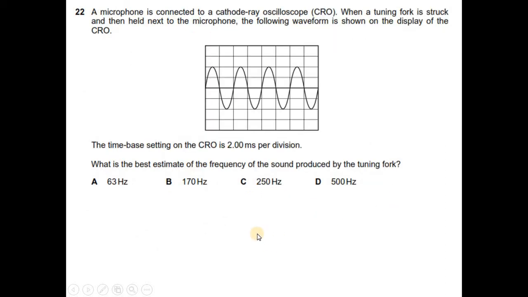Question number 22. A microphone is connected to a cathode ray oscilloscope when a tuning fork is struck and then held next to the microphone. The following waveform is shown on the display of the CRO. This is the waveform on the cathode ray oscilloscope. The time-base setting of the CRO is 2 milliseconds per division. What is the best estimate of the frequency of the sound produced by the tuning fork?